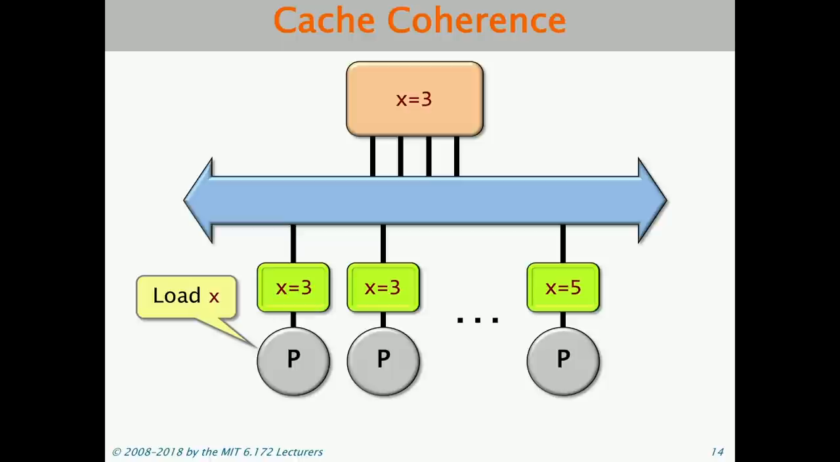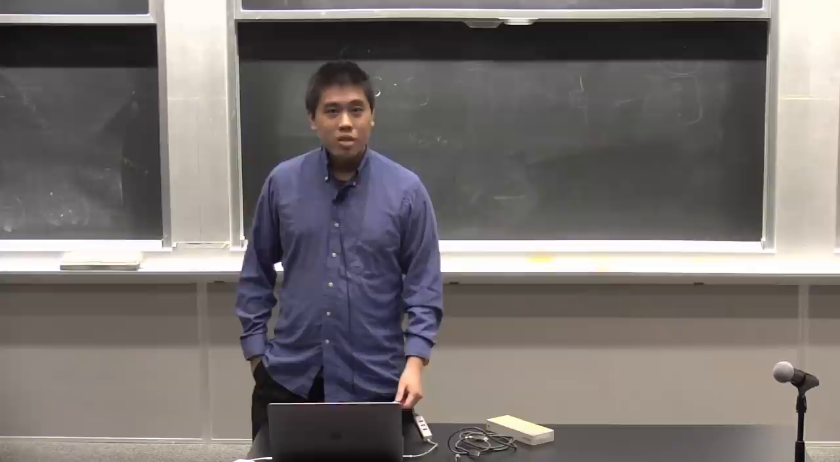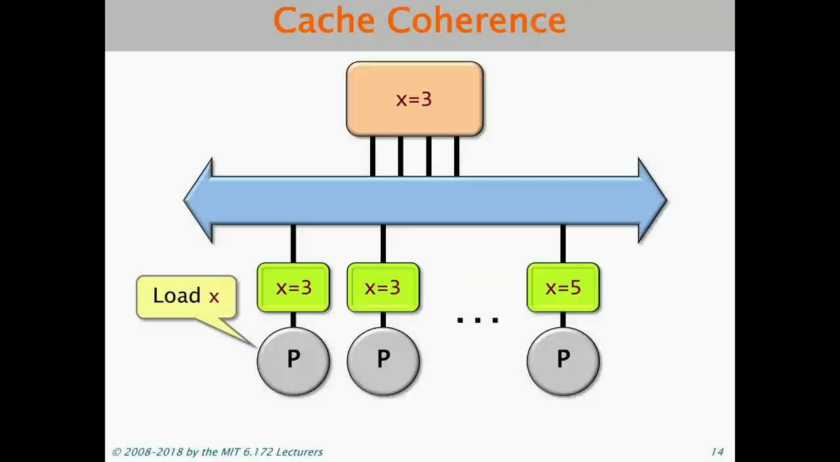Now what happens when the first processor wants to load X? Well, it sees that the value of X is in its own cache, so it's just going to read the value of X there, and it gets a value of 3. So what's the problem there? Yeah, so the problem is that the value of X in the first processor's cache is stale because another processor updated it. So this value of X in the first processor's cache is invalid. Okay, so that's the problem.